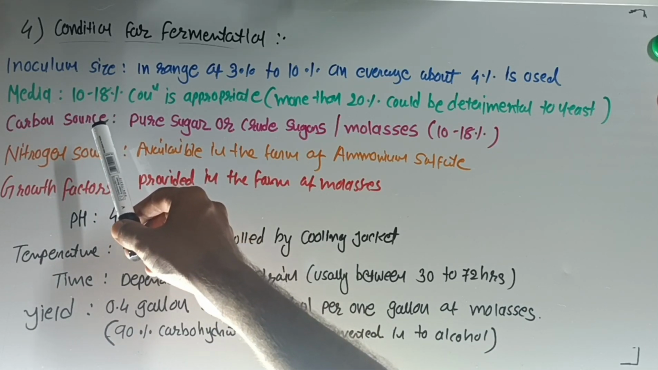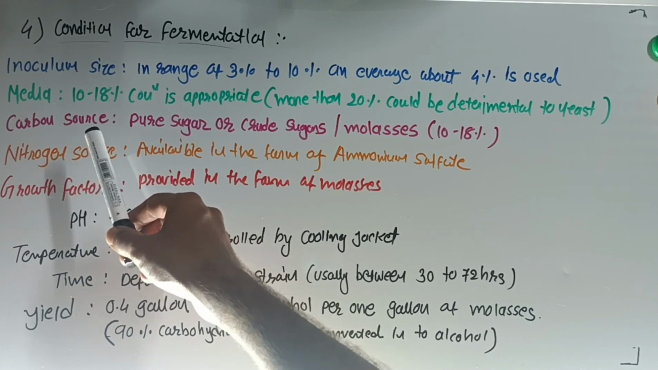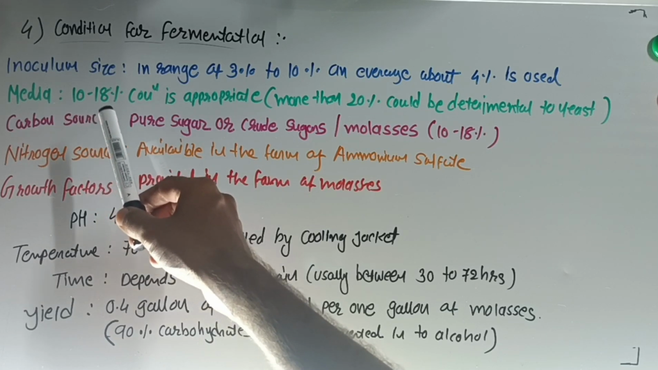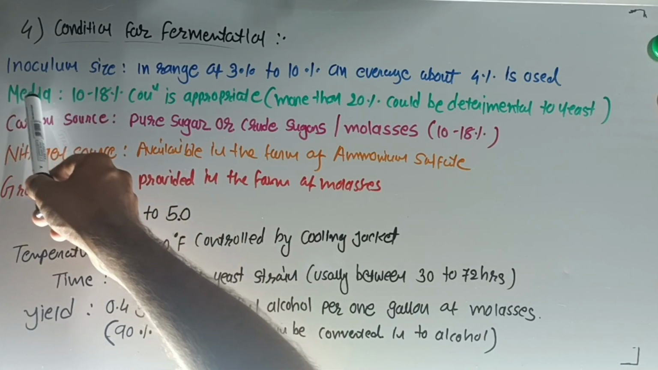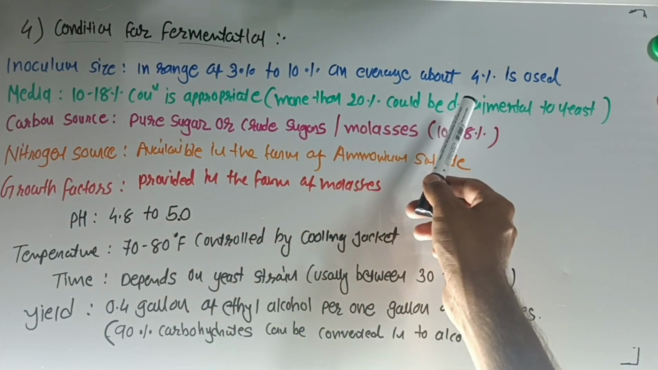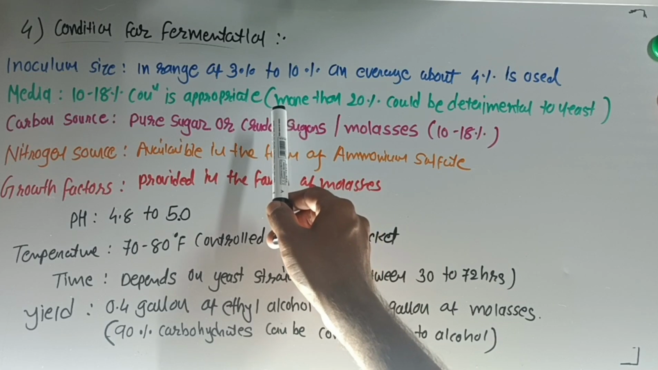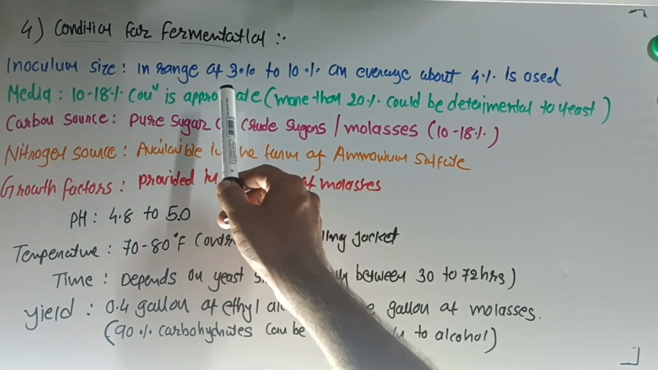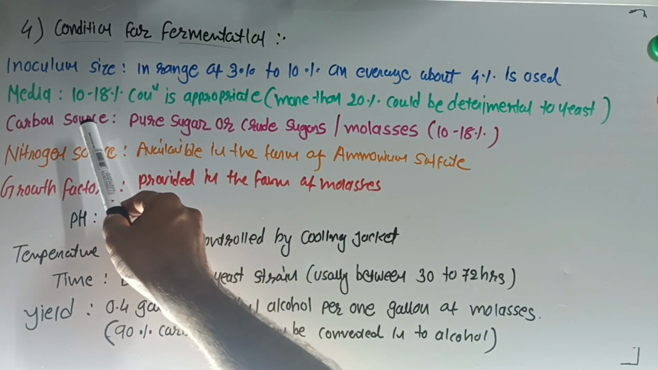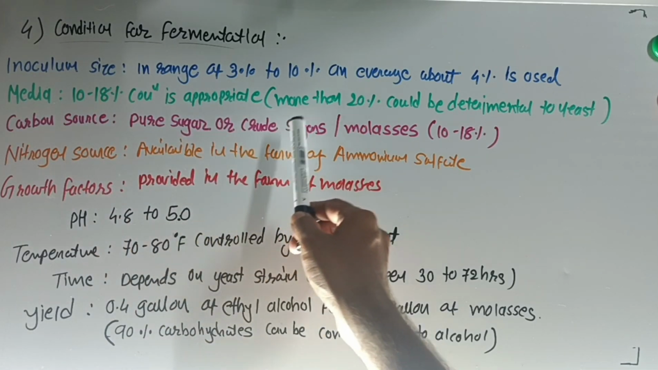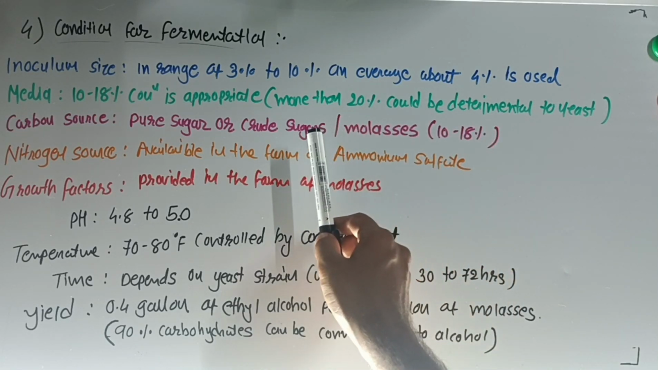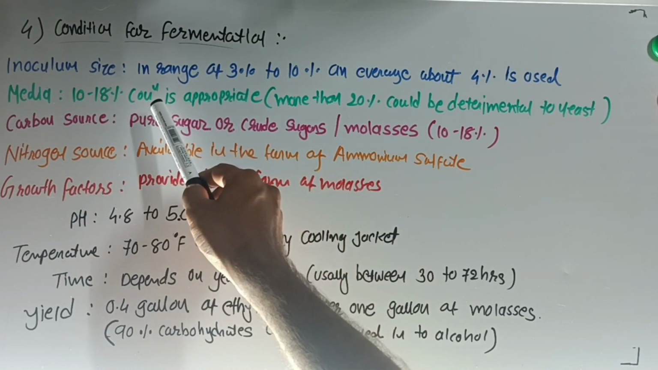amount of a bacterial or yeast strain which is used to convert the substrate into our desired product. Here the inoculum size in the range of 3% to 10% is average, but we use 4%. Okay, 4% of a specific bacterial strain to convert the fermentation media to our desired product. Then for the media, 10 to 18% concentration is appropriate, and more than 20% could be detrimental to the yeast. Okay, so this is the kind of inoculum and media which we use.